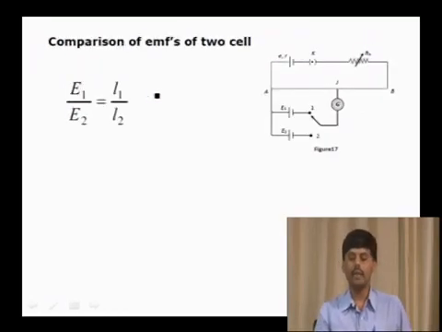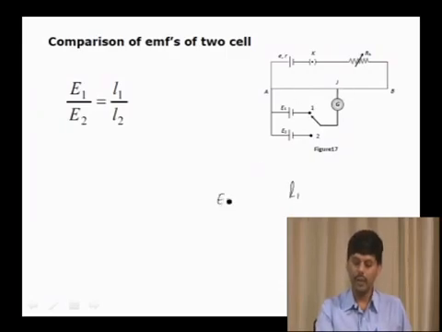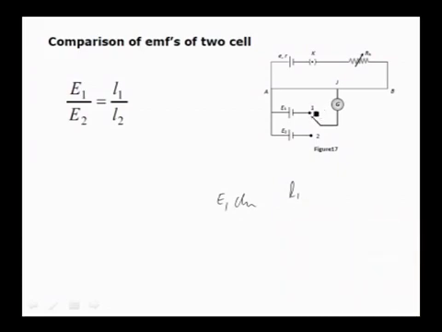Similarly, to compare the EMF of two cells using the potentiometer, say this is the arrangement. First close key 1 and find the balancing length, L1. When E1 is connected, the balancing length is L1. Remove the key and place it at 2, then measure the balancing length, L2. Take the ratio: E1 by E2 is equal to L1 by L2, because E is directly proportional to L, E equals some constant into L. This is a constant for a given potentiometer.